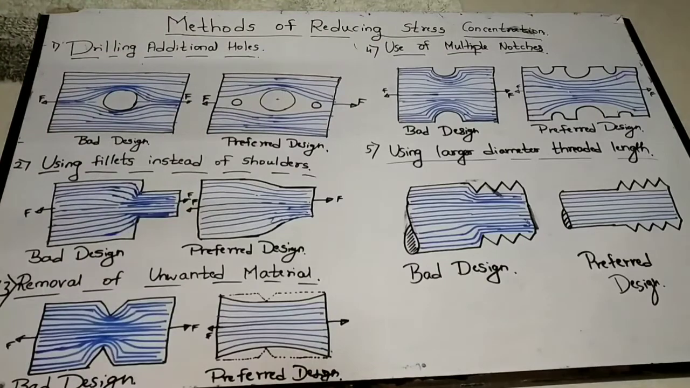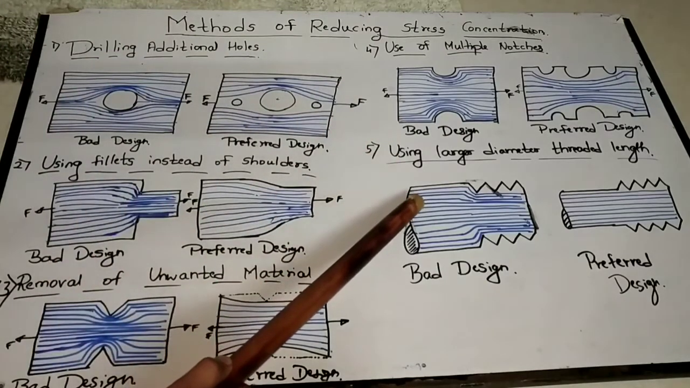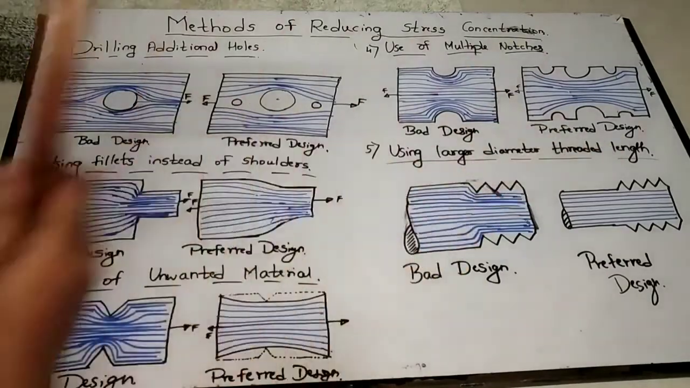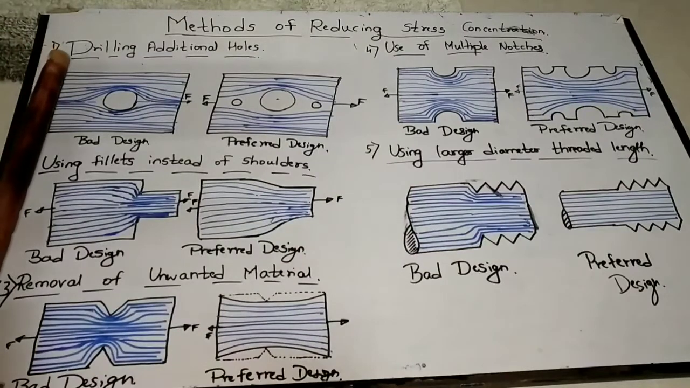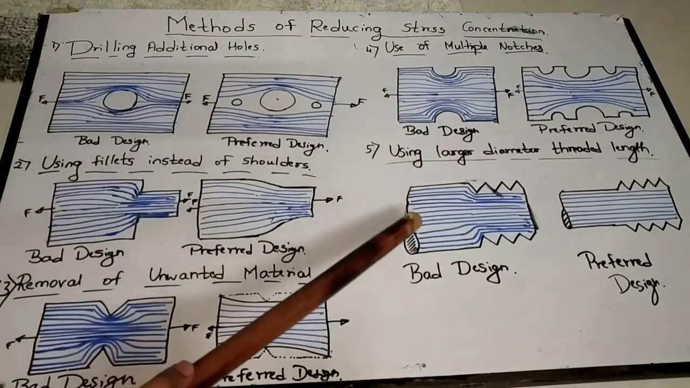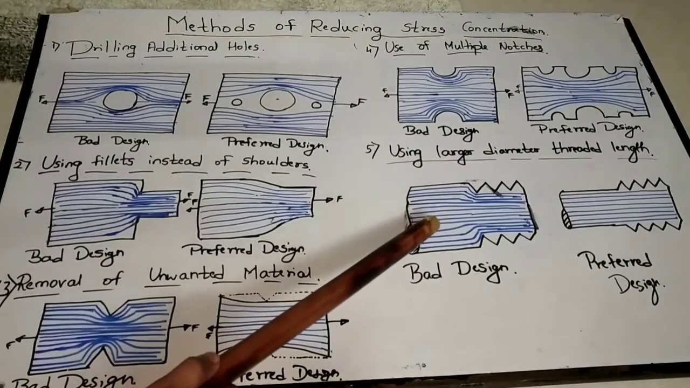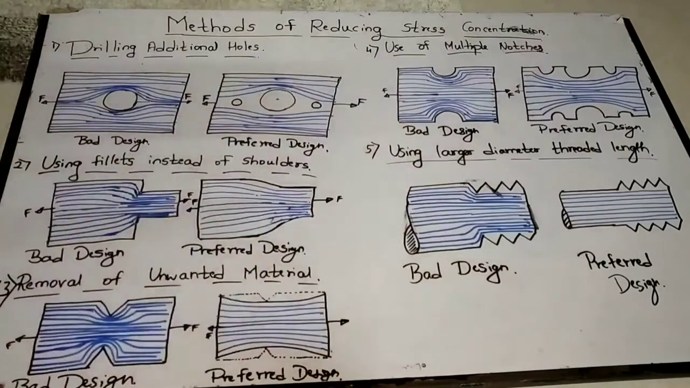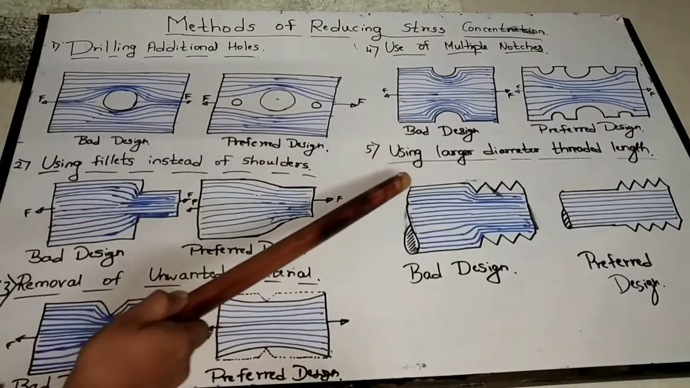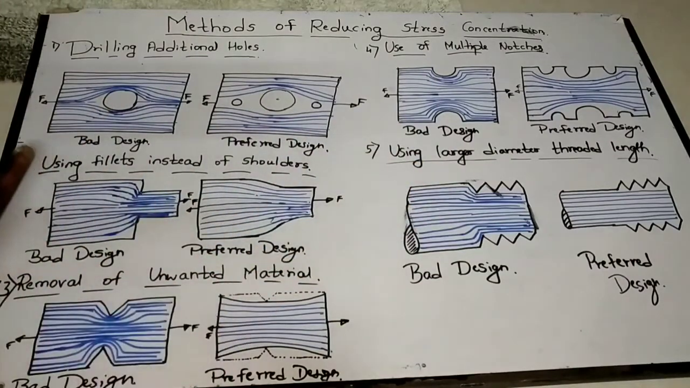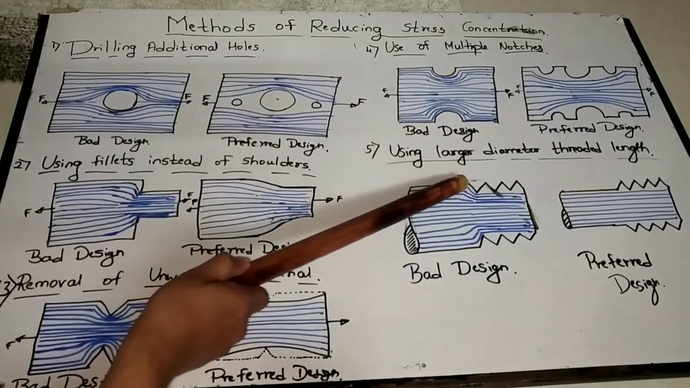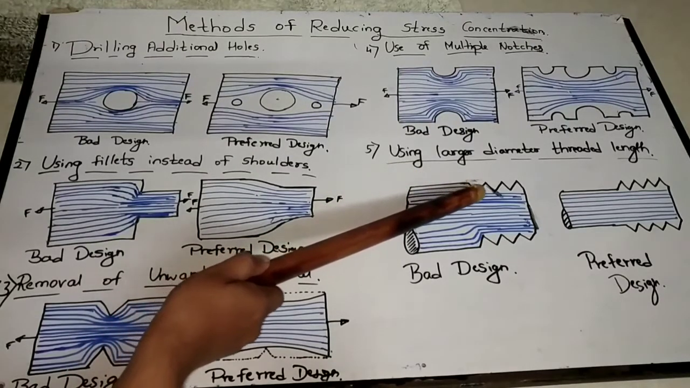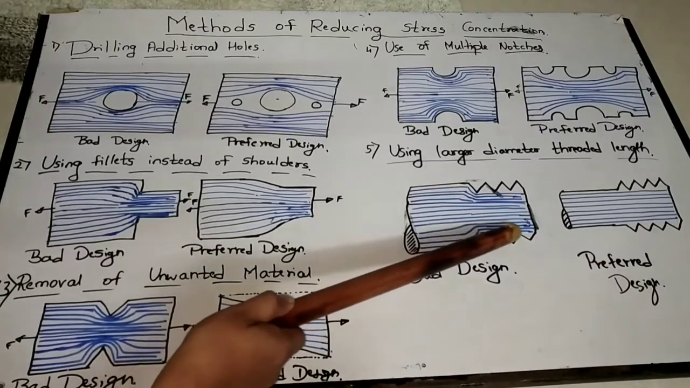Now the fifth method, using larger diameter threaded length. So this is your one design and this is the second design. You just compare this model and this model. Now here it is similar to your second type of modeling. Here, from here the sharp edges will start. So around this the stress concentration is more. You can see the stress lines here, right?